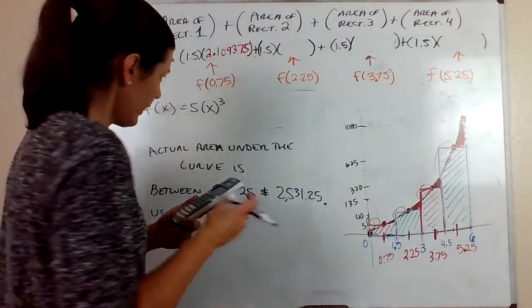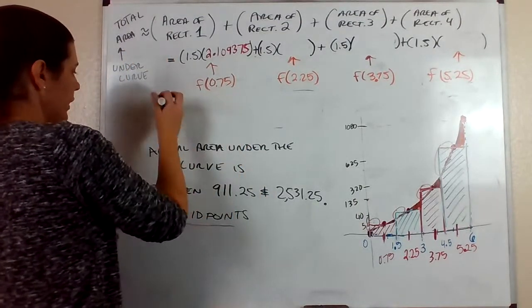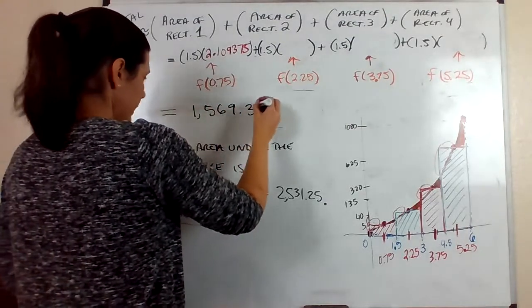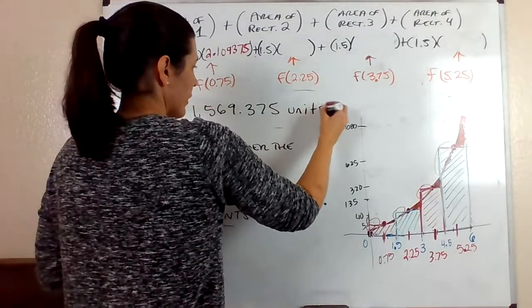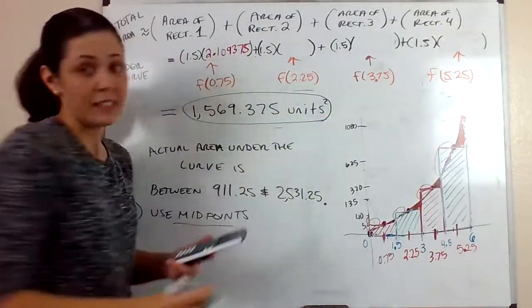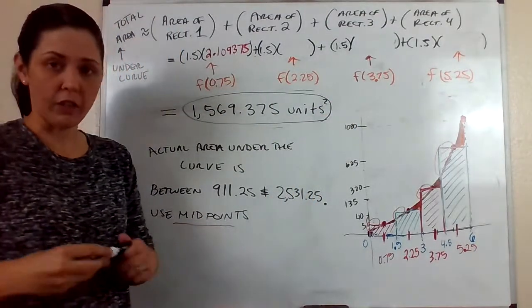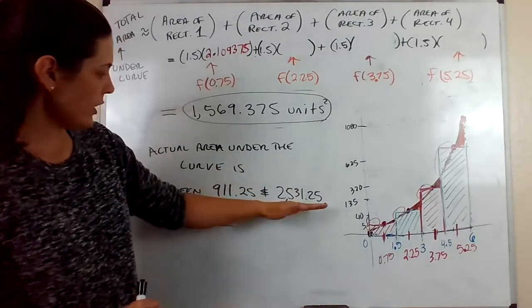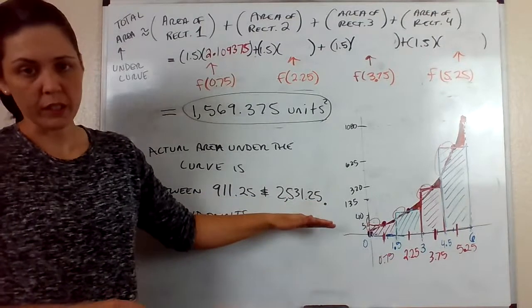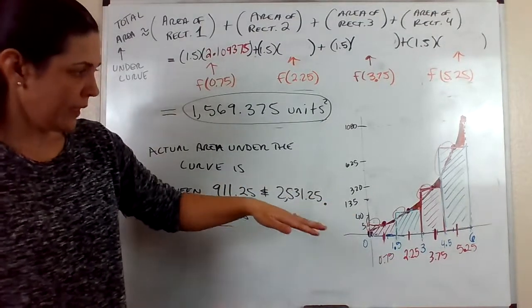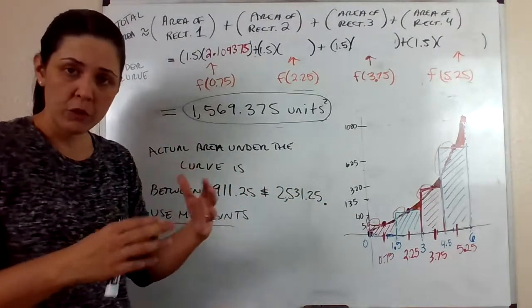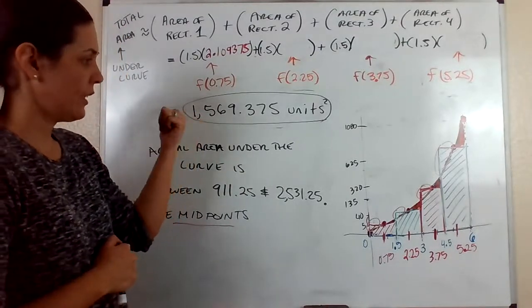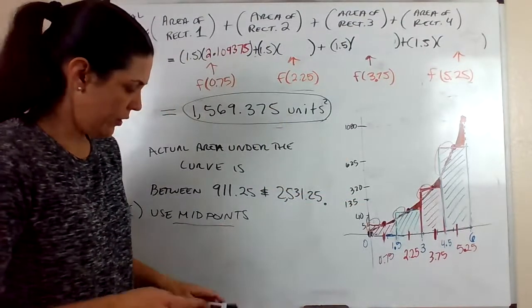All right, I got this whole thing equaled 1,569.375. And I think that's a pretty good estimate because of our other answers. We underestimated, it was about 911. We overestimated, it was about 2531. And so we used the midpoints and we got an over-underestimate average sort of thing happening here, 1569. So this is a fairly accurate area under this curve.